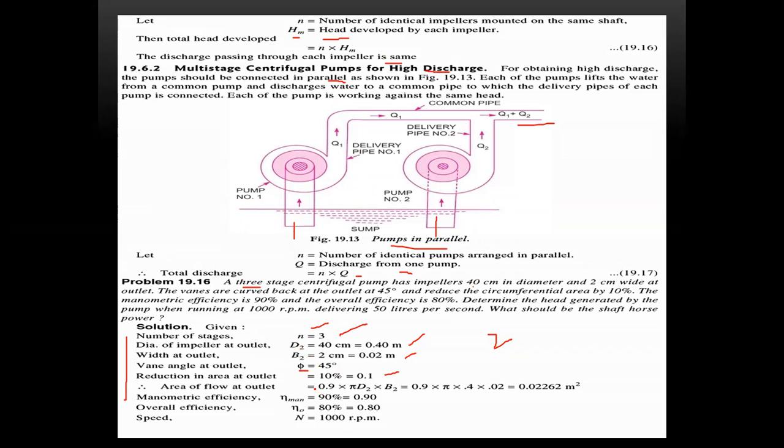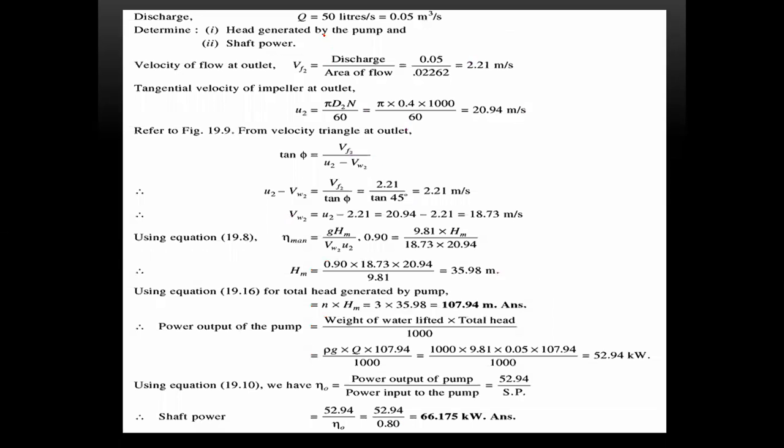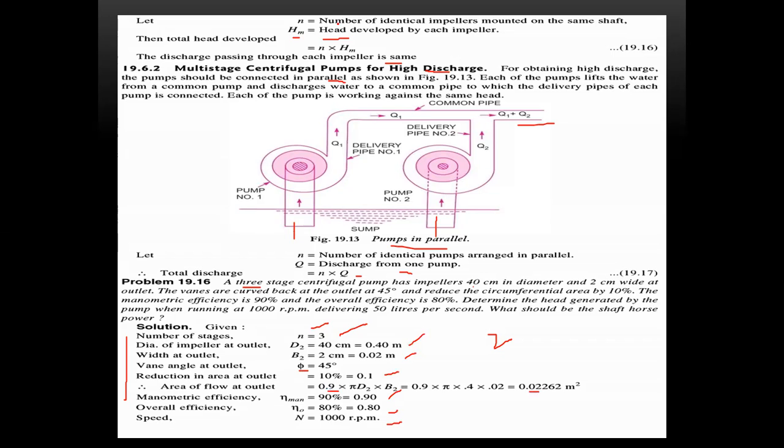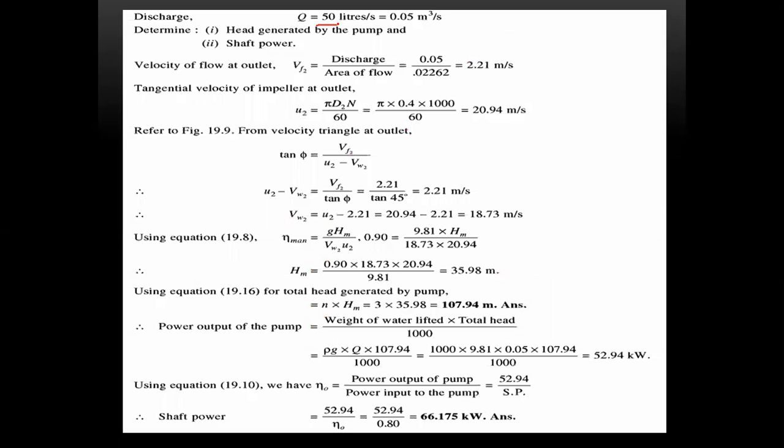Area of the outlet is 0.9 into pi D2 into B2. So the value is this. Therefore, manometric efficiency is 0.90. Overall efficiency is equal to 0.80. Then what is the speed of the impeller? The speed of the impeller is 1000 rpm. Therefore, the discharge Q is equal to 50 liters per second.